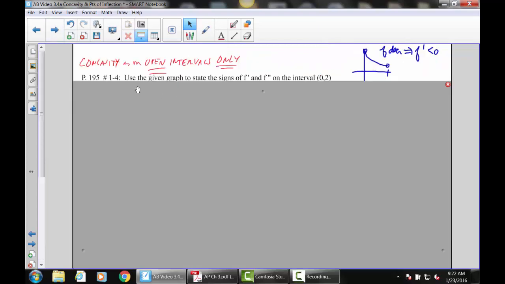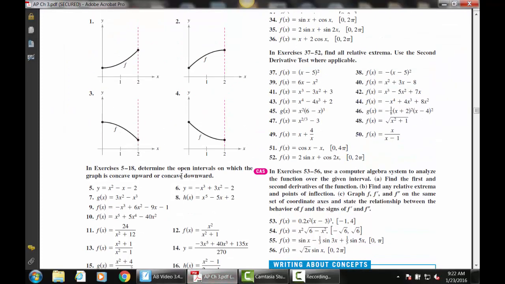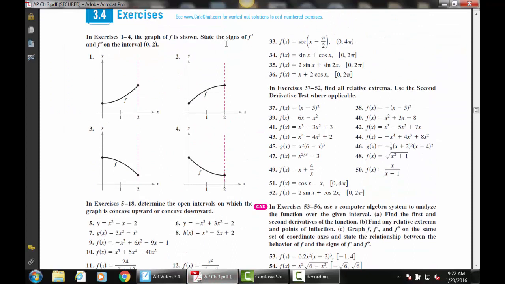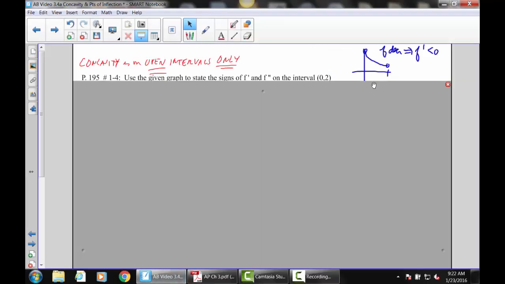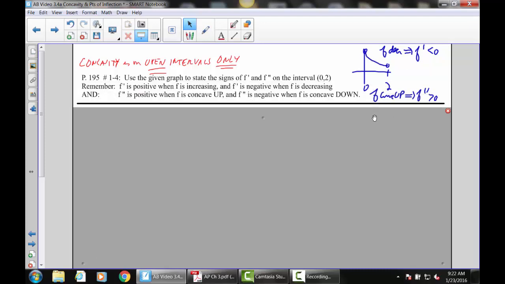Okay, so the first set of exercises, as you can see here in numbers 1 through 4, all it asks you is to state the signs of f prime and f double prime on the interval from 0 to 2, and this is the graph of f that you're looking at. So, for example, here, you can tell that f is decreasing, hence the first derivative is negative. You can also see visually that the graph is concave up, which means the second derivative is positive.